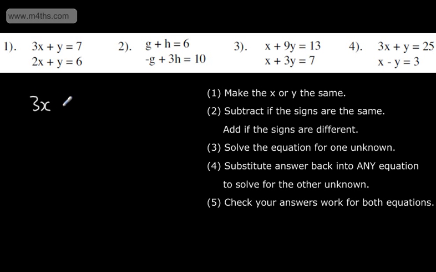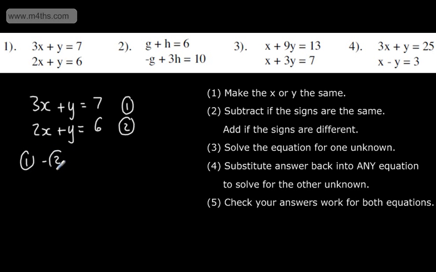So what I can write is 3x plus y is equal to 7 is equation 1. Then I've got 2x plus y is equal to 6, and that is equation 2. So if I do equation 1 minus equation 2, we've got 3x minus 2x, that's going to give me x, plus 0, and that's going to give me 7 minus 6, which is going to give me 1. We can see x is going to be equal to 1. I've solved now the equation for one unknown. So that part is done. We've done this one, that was already done for us. I've subtracted, I've solved the equation for one unknown.